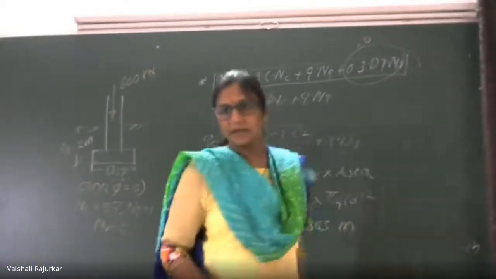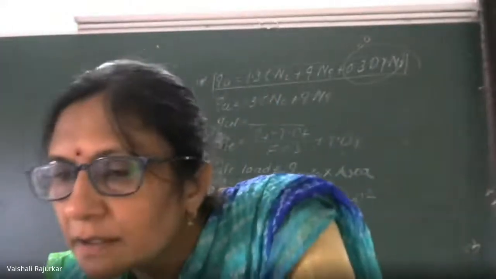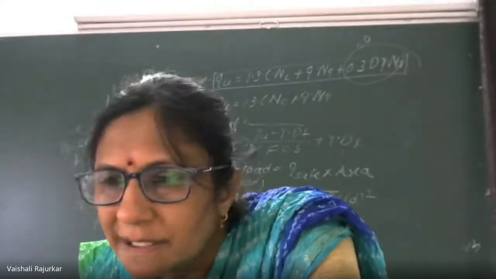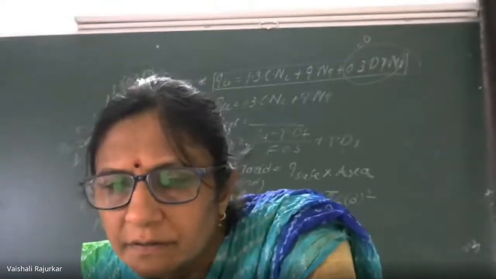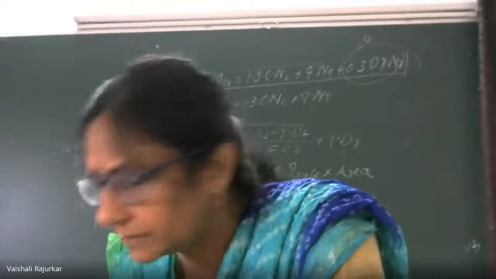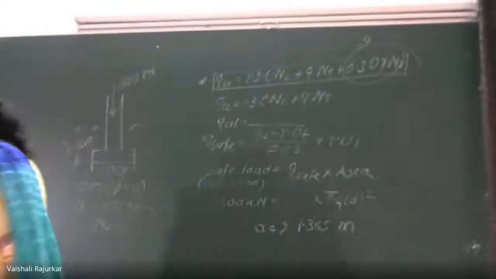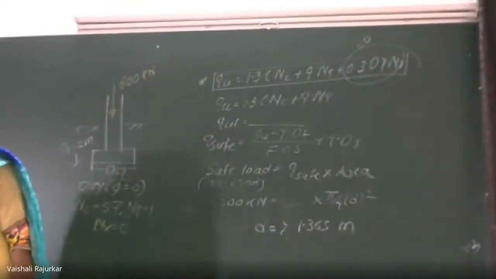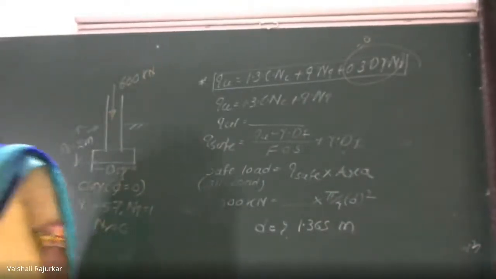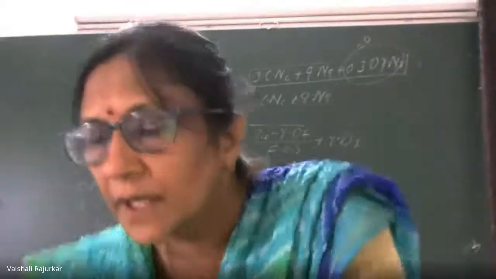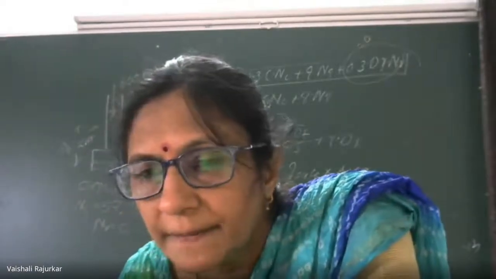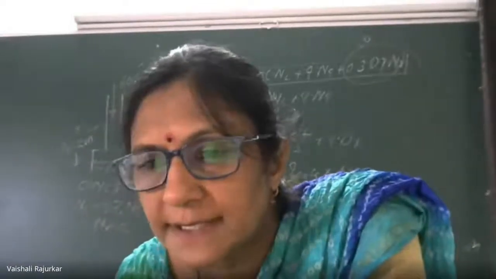Is it clear? It is bulk unit weight. Is there any problem with the unit weight? It is not given. Yes, gamma is given as 18 kilonewton per meter cube. 18 kilonewton per meter cube is the density.